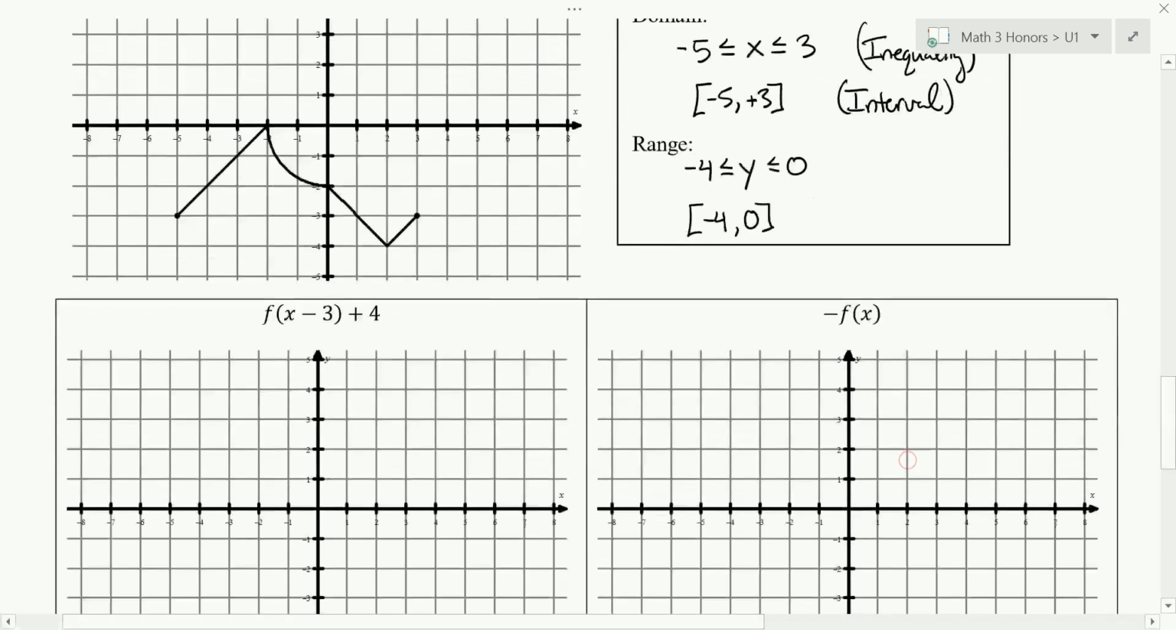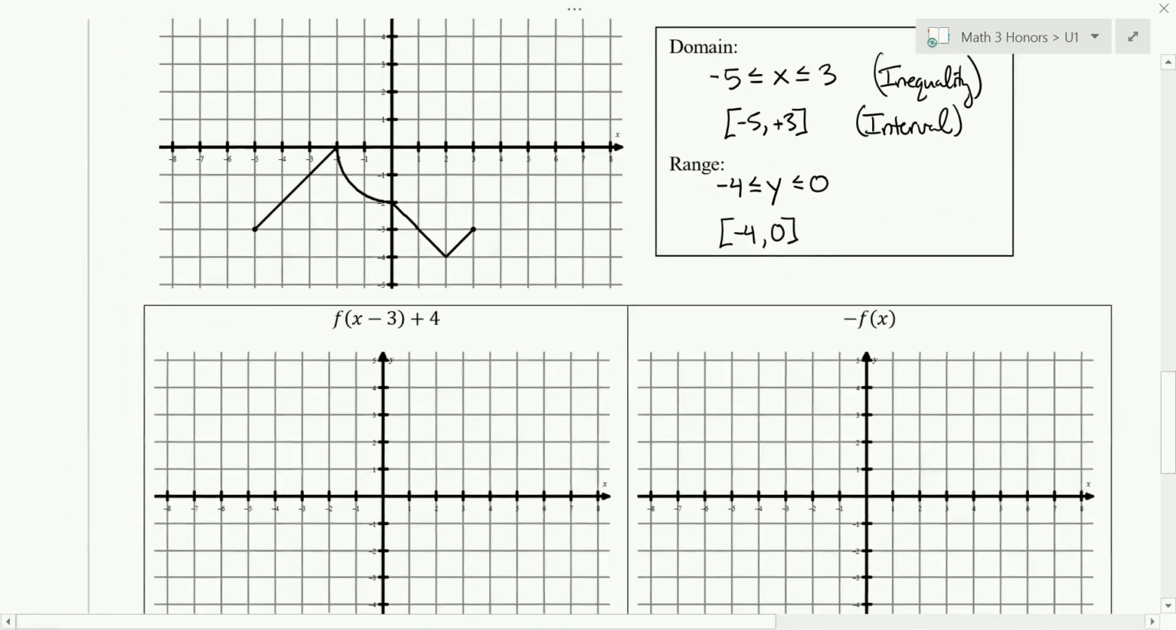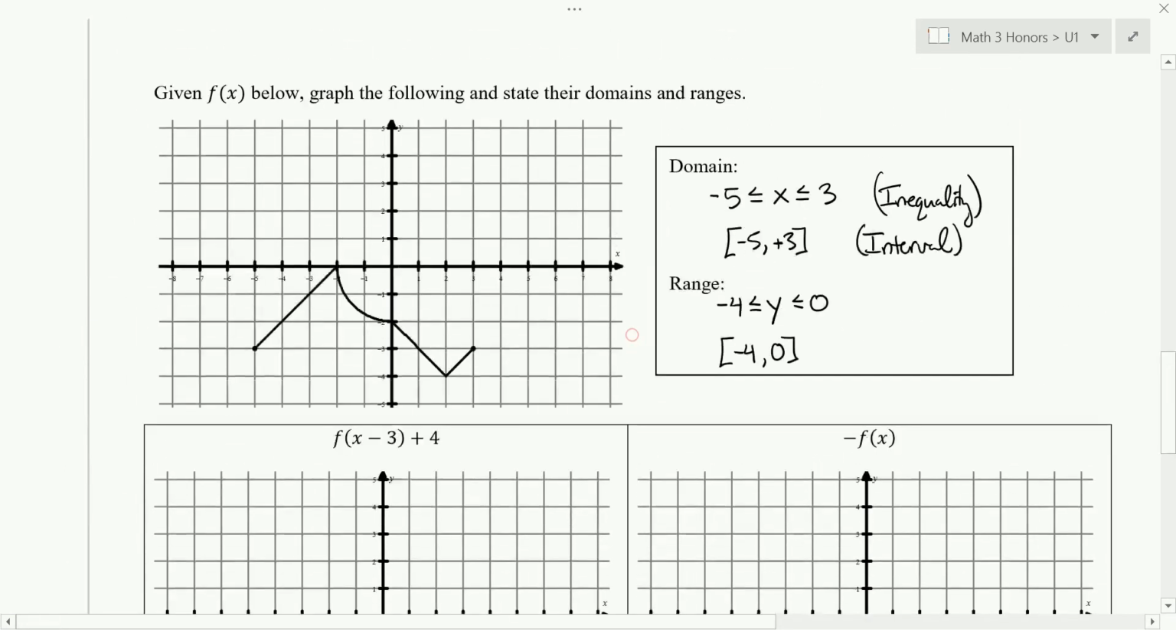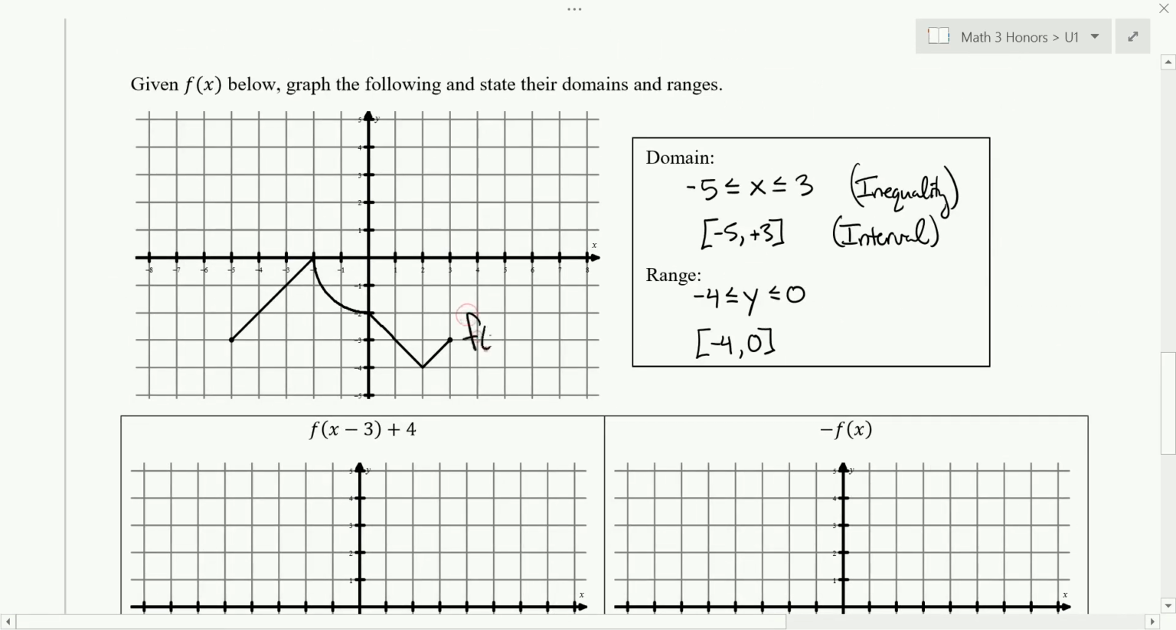Okay. All right. So now we're going to do some modification here. So this right here is f of x. And if that's f of x, we want to graph f of x minus 3 plus 4. And so we need to know, well, what does that mean in terms of translations or reflections? So what does it mean? We're going to take this and move it which way? Right 3, up 4. That's it.